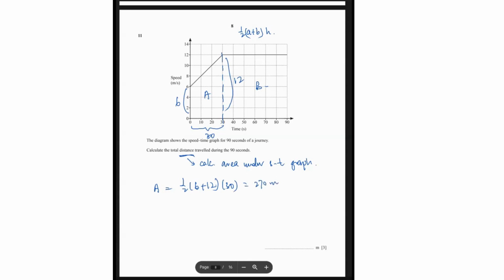Then for the rectangle B, the length is 12 and the breadth is 60. Then for the total distance, you just add them up. 270 plus 720, and this is 990 meters. Just like that, 3 marks again.